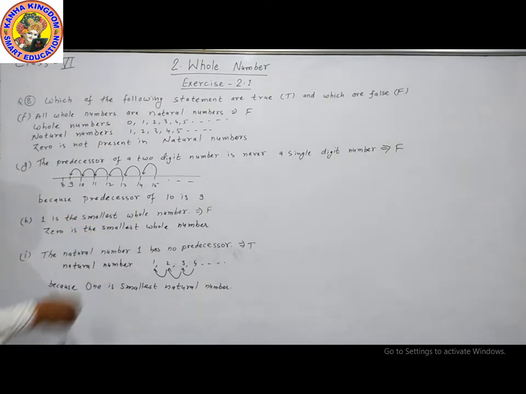Next, 1 is the smallest whole number. The whole numbers start from 0. So 0 is the smallest whole number, and this statement is false.